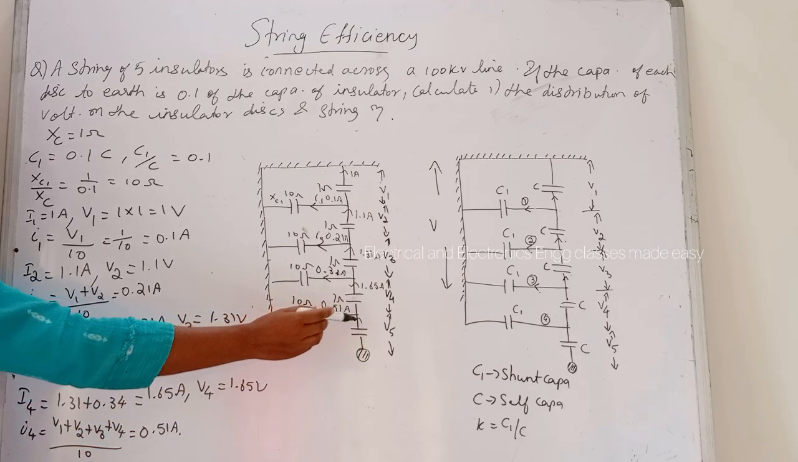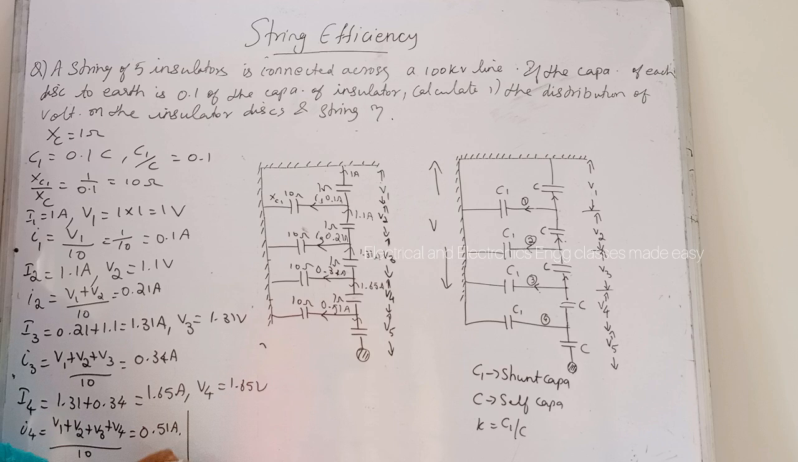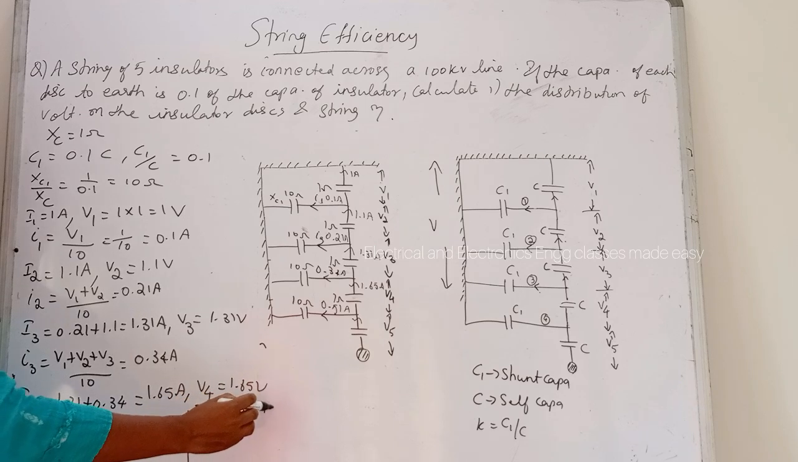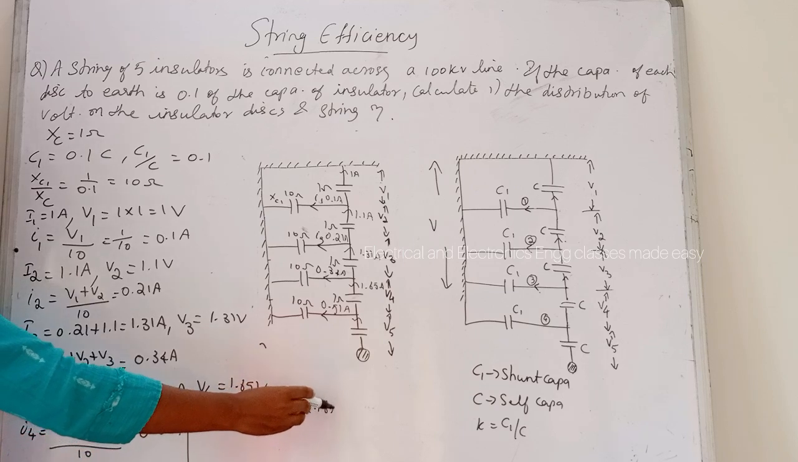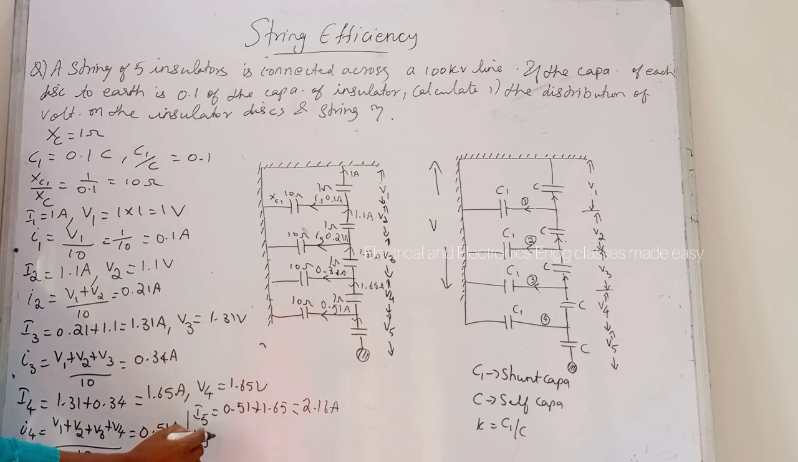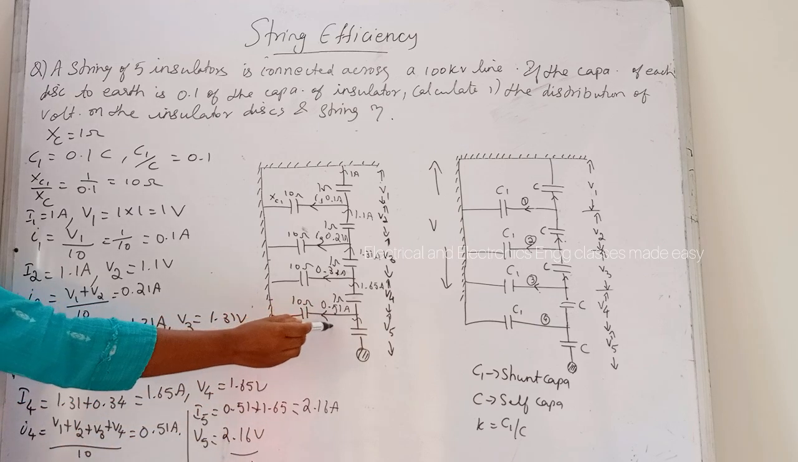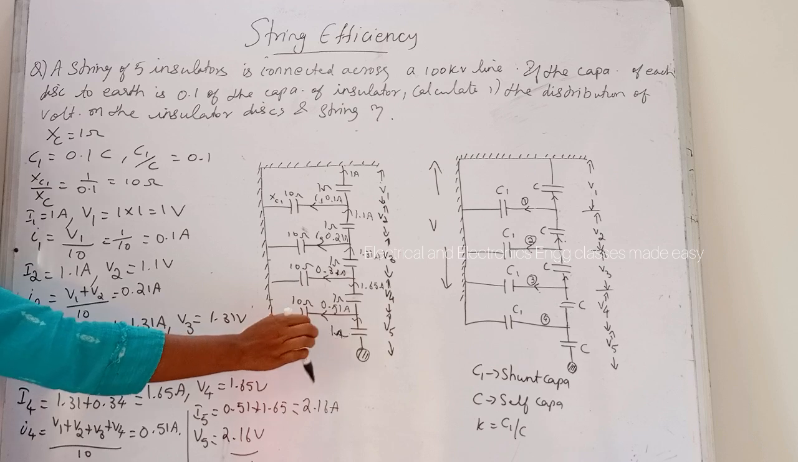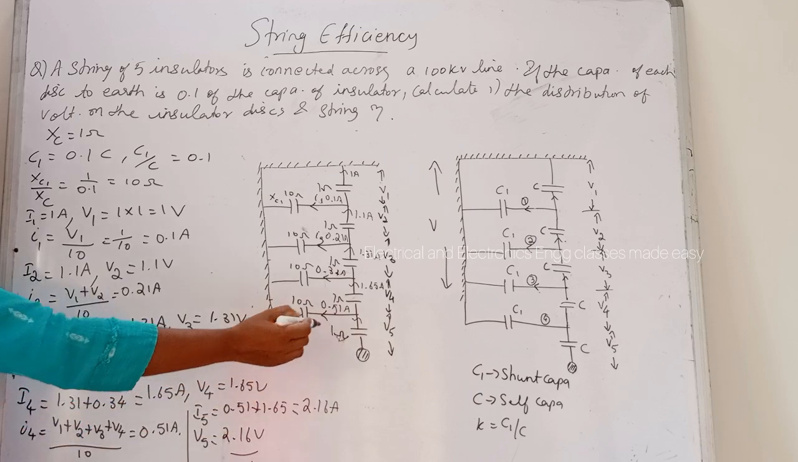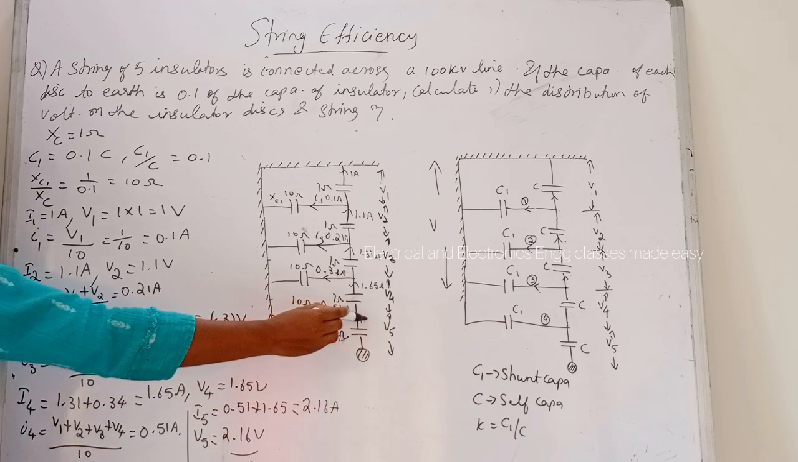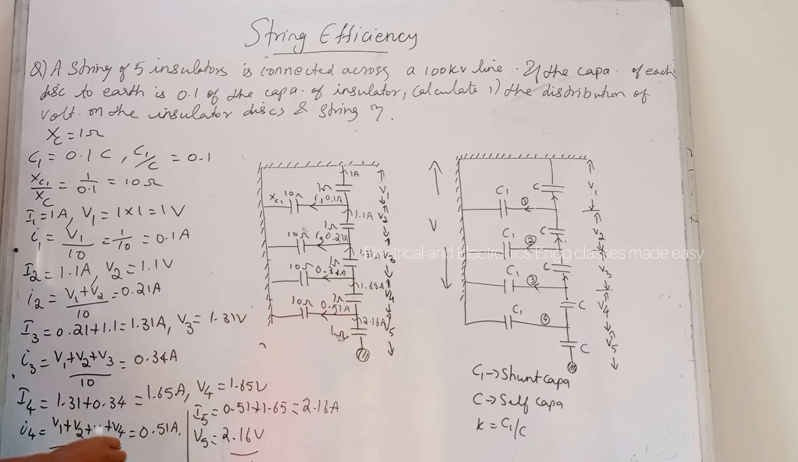Then what will be this current? So capital I5 is equal to 0.51 plus 1.65, and that is equal to 2.16 amperes. Then what will be V5? So V5 will be equal to 2.16 volts, because this reactance value is 1 ohm. So current into that reactance, so this current is 2.16 amperes.